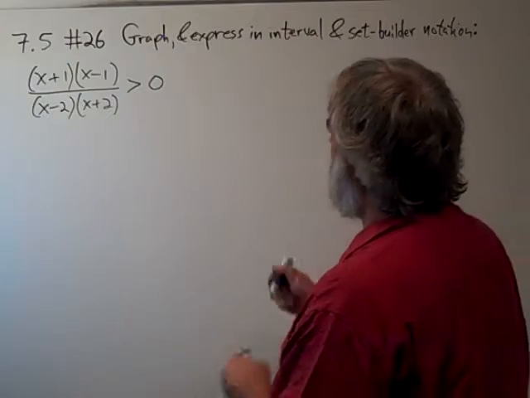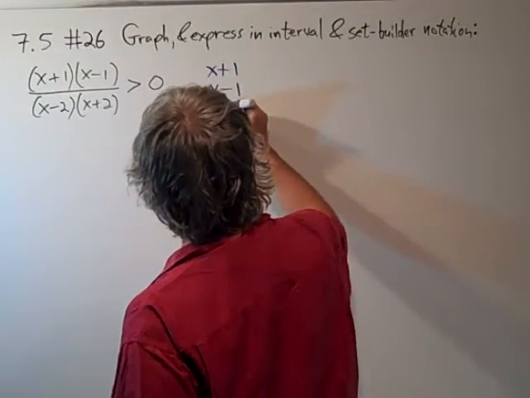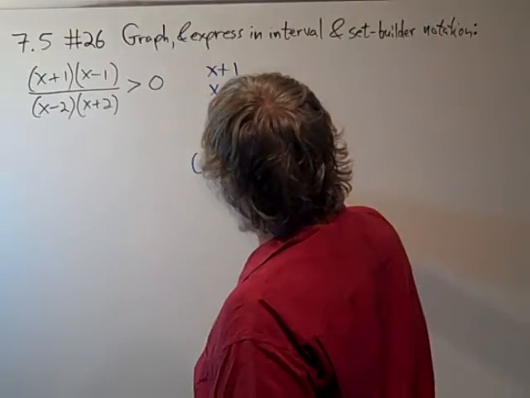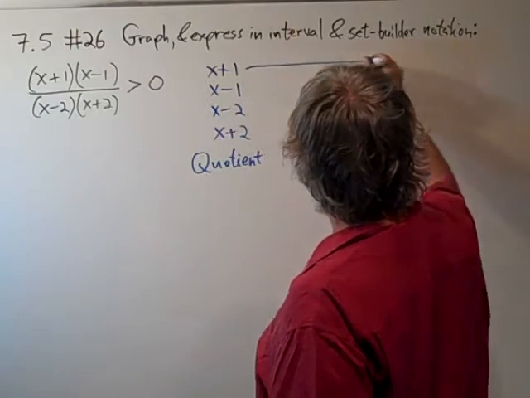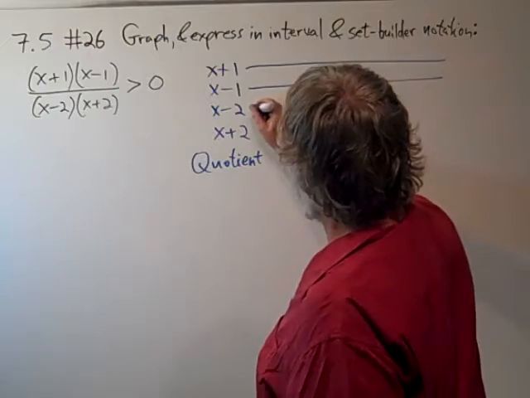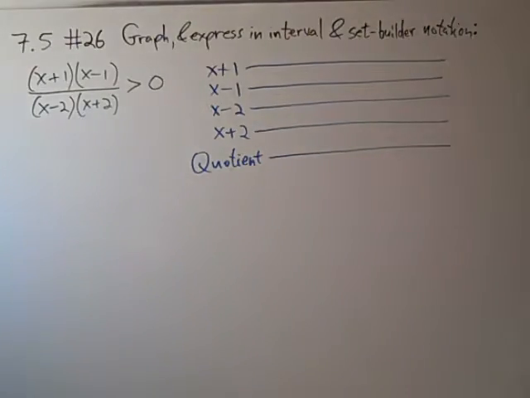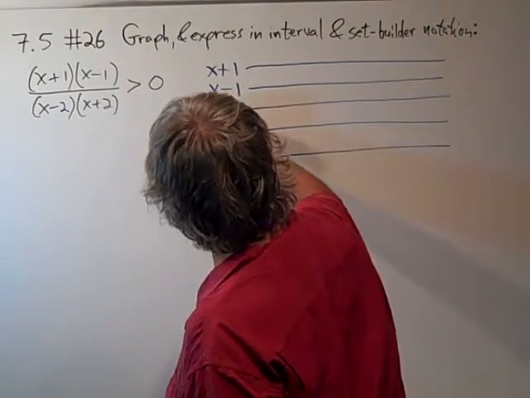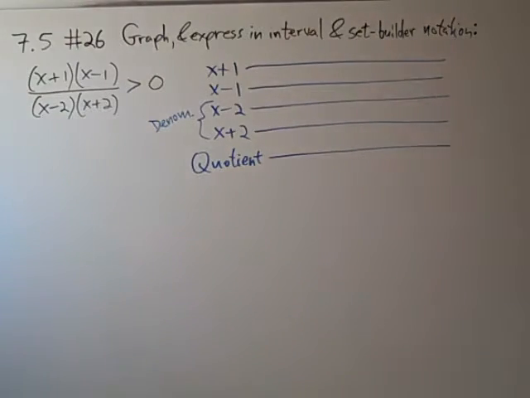Okay, we need a line for each of the factors for x plus 1, for x minus 1, for x minus 2, and for x plus 2, as well as for the overall quotient. Starting to look like a musical staff or something here. Notice the last two are from the denominator, so when they're 0, the rational expression is undefined.